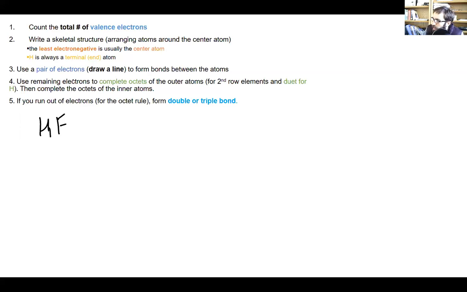First we need to count the total number of valence electrons. We know that hydrogen has one valence electron. Fluorine is a halogen, the first halogen, and has 7 valence electrons. And so we're going to have 8. I'm going to write this as V electrons, standing for valence electrons. So it's 8 valence electrons.